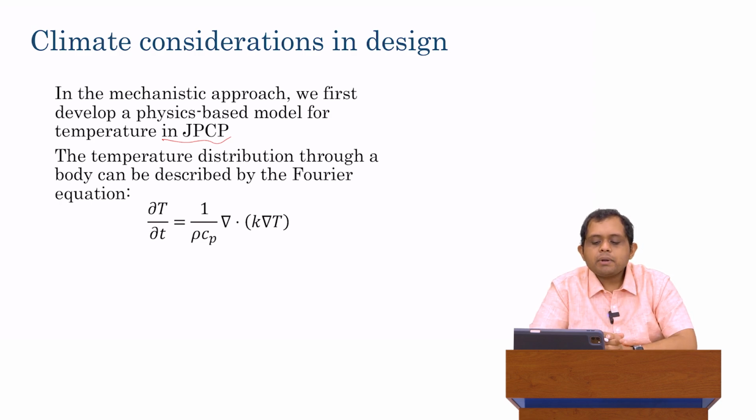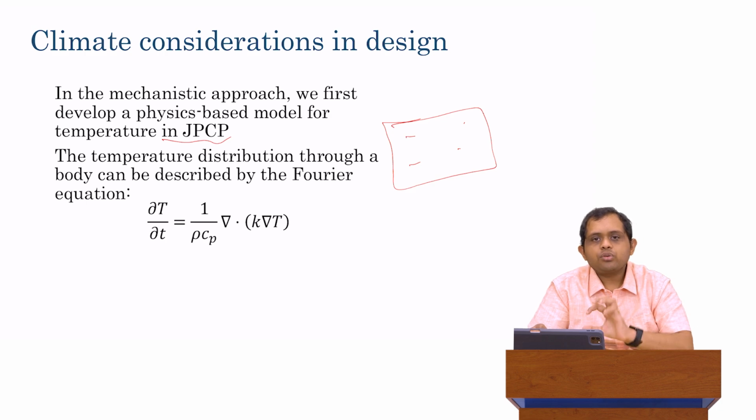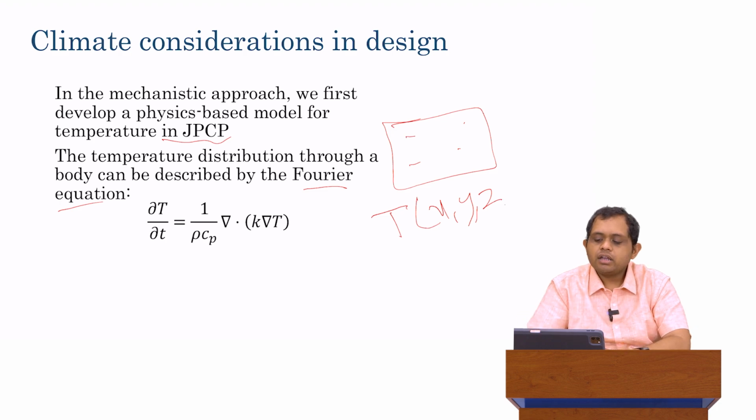But basically, if we have any body, and we want to know how the temperature in the body is changing with time and space, so what is the temperature at different points, and how is the temperature changing with time, then the governing equation of this particular system is called the Fourier heat equation. The Fourier heat equation is trying to solve for T. T is a function of x, y, z, so it's a function of space. It's also a function of time t.